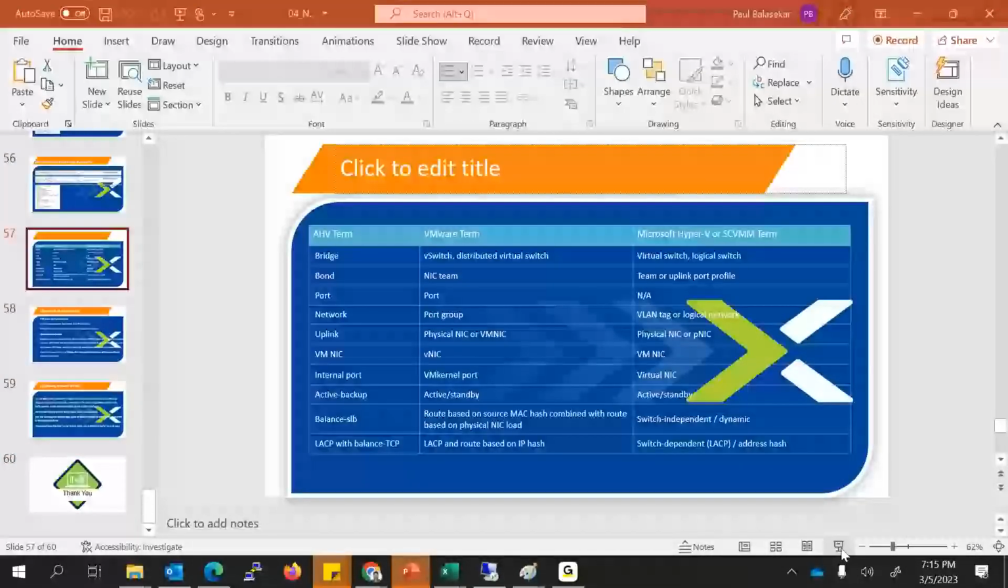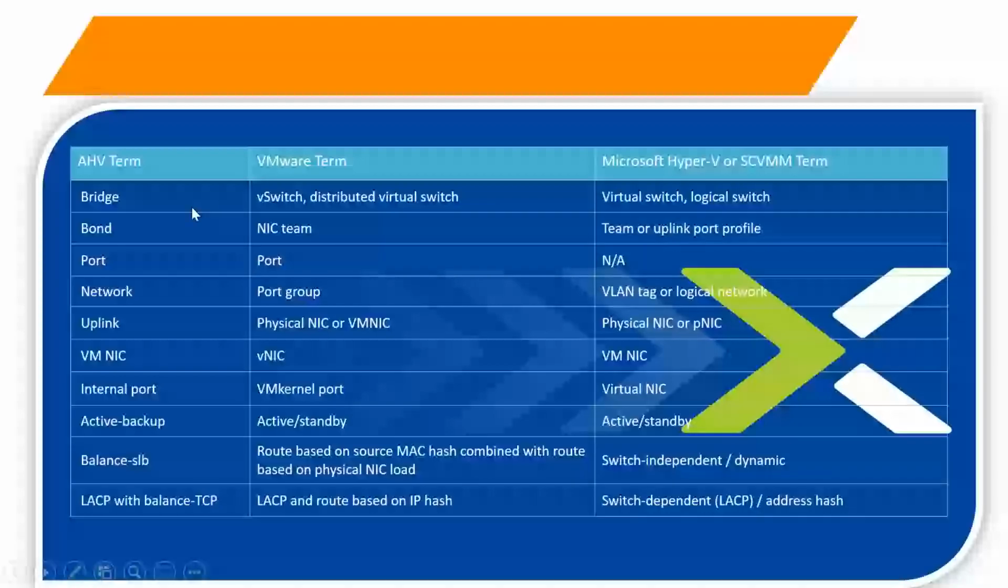One comparison: in H we say bridge, but in VM we say switch or distributed switch. On Hyper-V we say virtual switches. We say bond, and in VM we say team, and in Microsoft we say team. Okay, ports. In H we say V network or network, but in VM we say V port. Here we say uplink, there it is physical link or VM link.